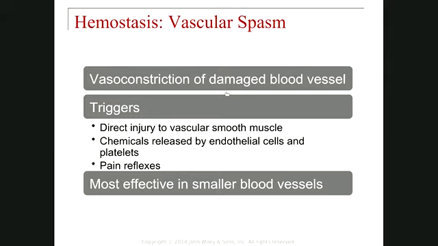The spasm is probably caused by damage to the smooth muscles. It's due to different chemicals which are released by endothelial cells and also platelets, and the other cause is the pain reflex, which can initiate the vasoconstriction. And the vascular spasm is most effective in smaller blood vessels. When our blood vessels become larger and larger, it cannot do anything specific.